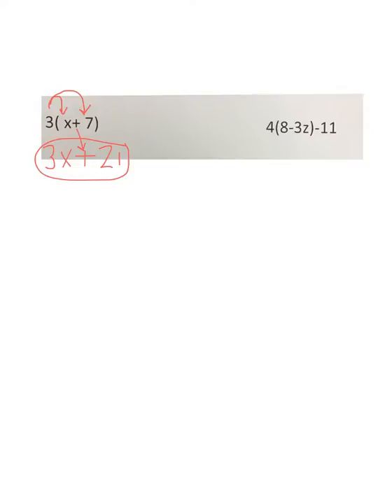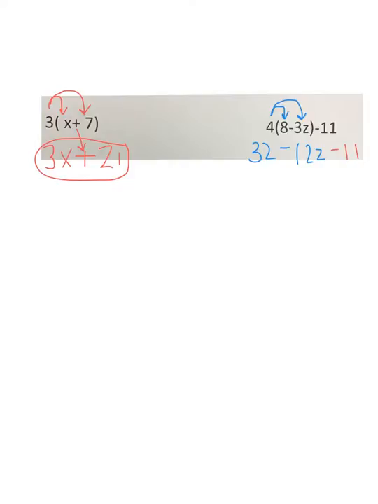So we need to distribute our 4 both to the 8 and to 3z. So 4 times 8 is 32. Bring your subtraction sign, make sure you pay attention, and then we distribute 4 times 3z, which is 12z. Now you need to bring down your other number. So our minus 11 needs to be brought down with it.